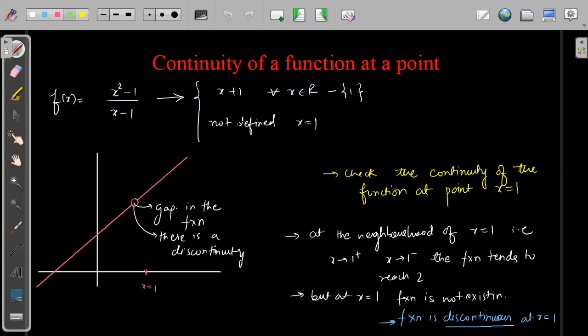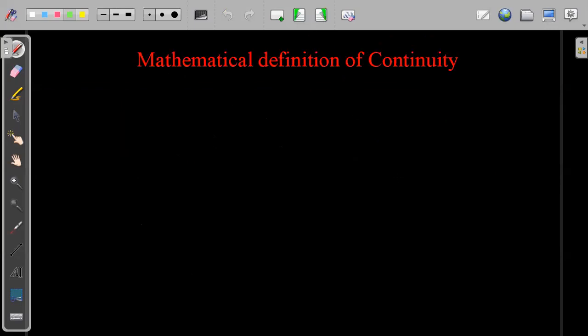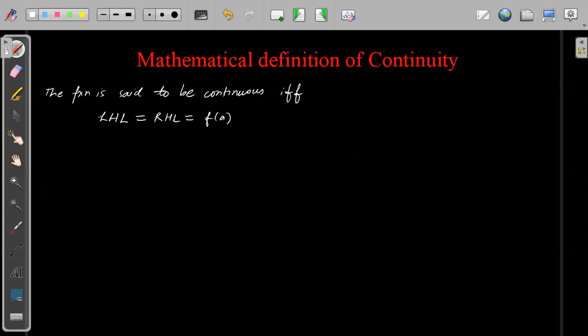Just by looking at this observation, just by looking at this definition, we can write a mathematical definition of continuity also. The mathematical definition of continuity is very, very simple. The function is said to be continuous if and only if left hand limit is equal to right hand limit is equal to f of a. When the left hand limit equals the right hand limit equals f of a and exist, it means these three values should be equal and existing.